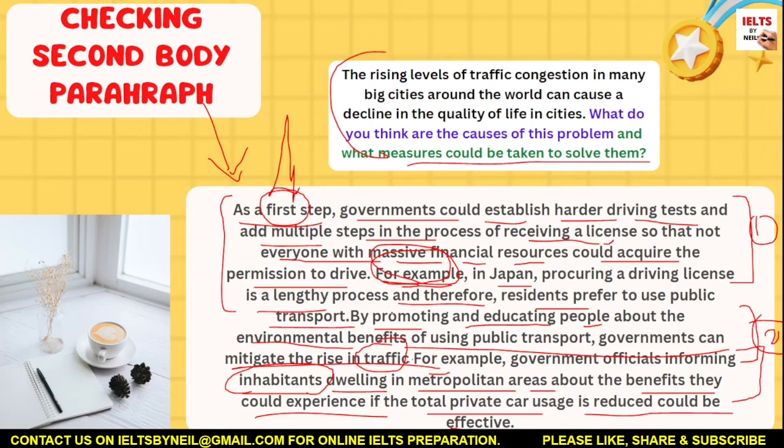And now the next link word is, for example, in this one here. And the next link word is therefore, this one here. And again, example, right? So the reasons which are given here by the student are also explained, along with the examples. So it's a well-developed paragraph. Now let's have a look at the conclusion.